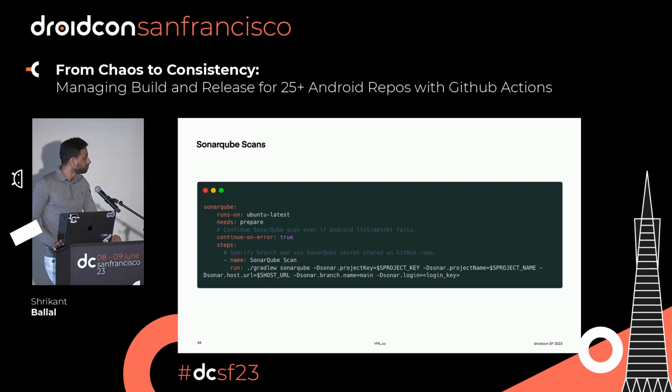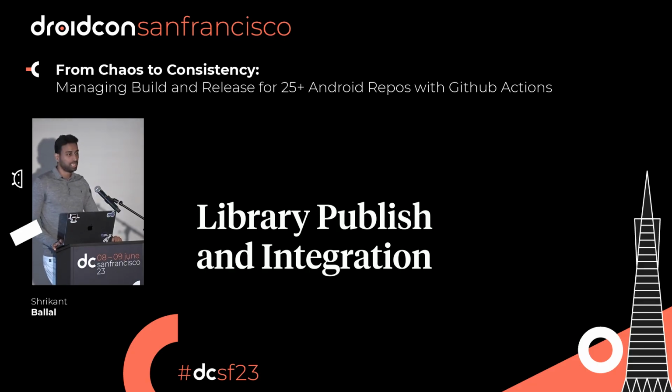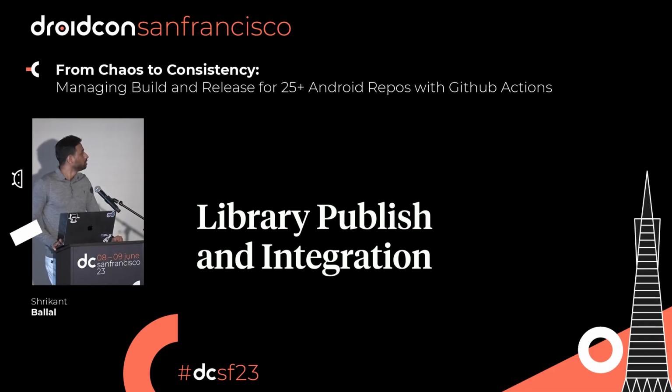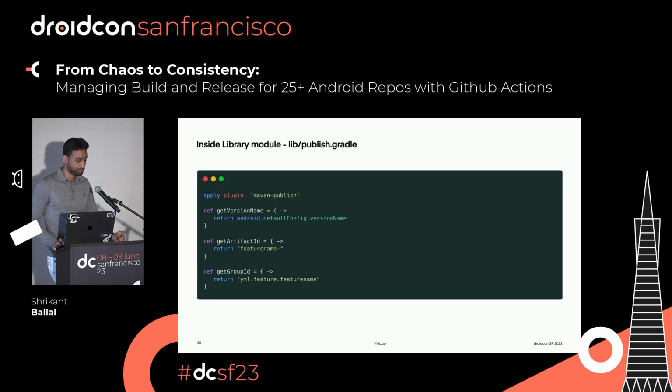As you can notice here, continue-on-error is equal to true. That means even if any of the steps above fails, SonarCube will still continue. Once we have built the application and run the basic checks, if everything passes, the next part is to publish the library. We'll go through how the library can be published and integrated into the shell app.